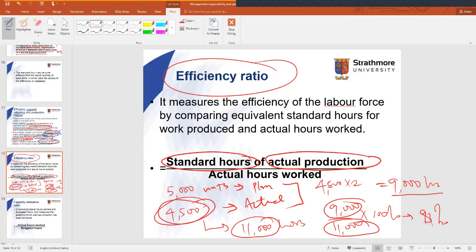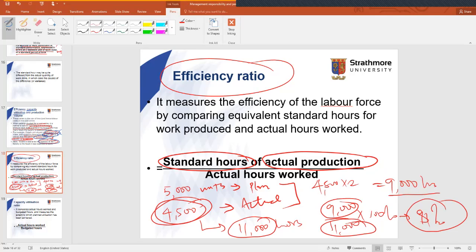Now, if you're trying to make an evaluation of the efficiency, and you get a ratio less than 100%, then we can deem the labor force of that company to be inefficient. There's some element of inefficiency existing within this company's workers if the ratio is not 100%, like in this case, which is 81%.